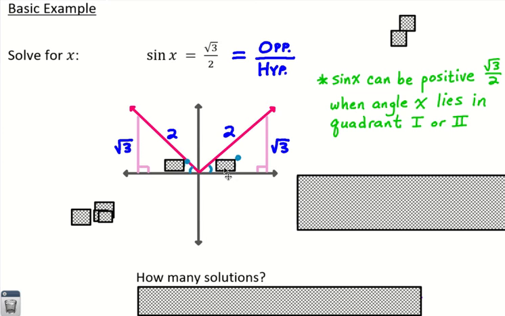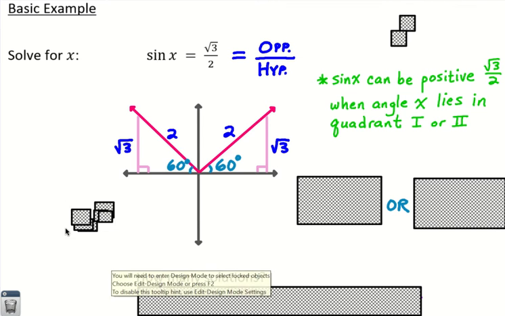So what do you think the reference angle would be if the hypotenuse is 2 and the opposite leg is root 3? What kind of triangle would this be? And what would this angle be? Well, wouldn't this be a 30, 60, 90 triangle? With the angle here that's across from the root 3 is 60.